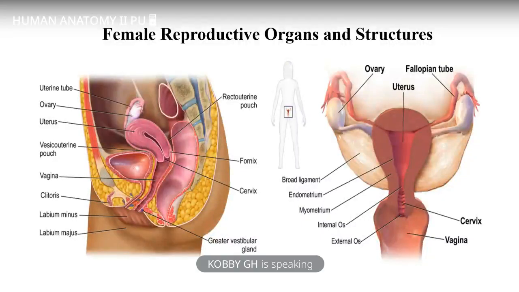So we are looking at this diagram. This is what we call a diagram of the female reproductive organs. If I point here, this is the uterus. You see this entire structure here is the uterus.